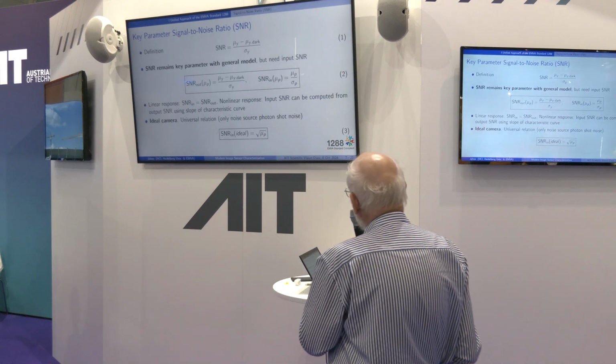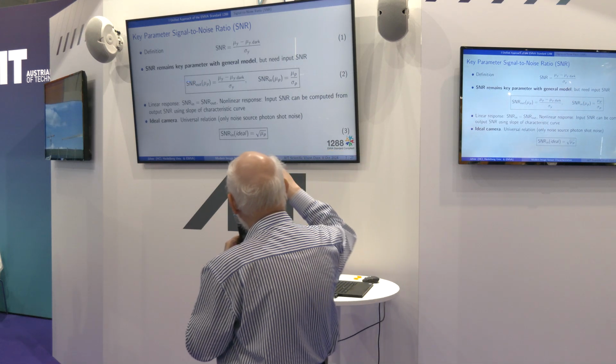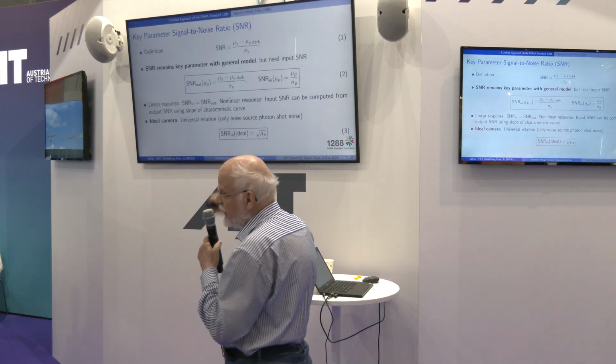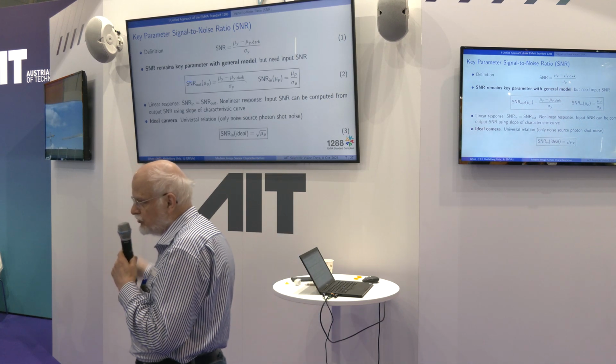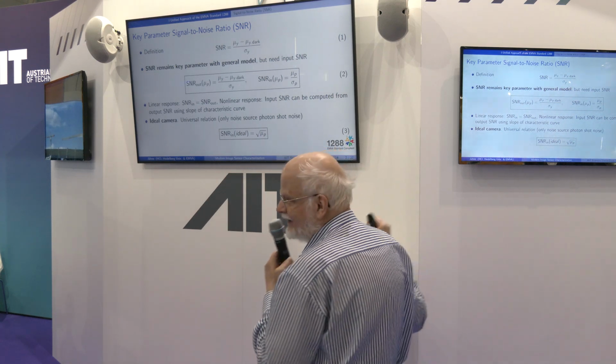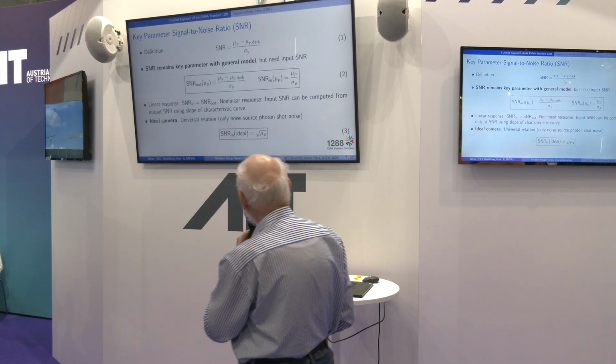If you have a nonlinear response, you can compute, fortunately, the input SNR from the output SNR by the slope of the characteristic curve. I cannot go into details. I just tell you we can do it, and at the end I will tell you where you can learn how to do it in detail.